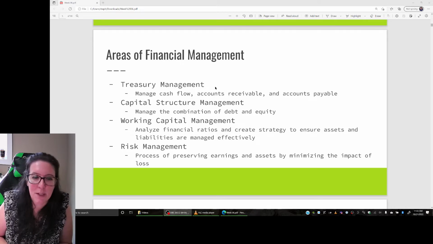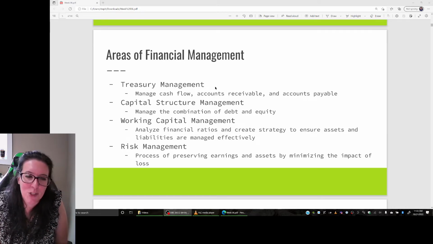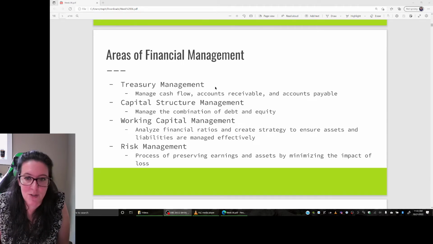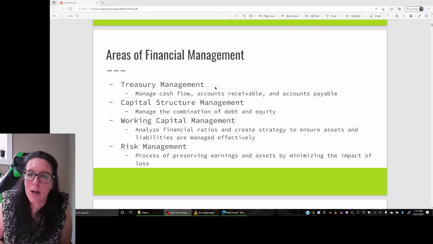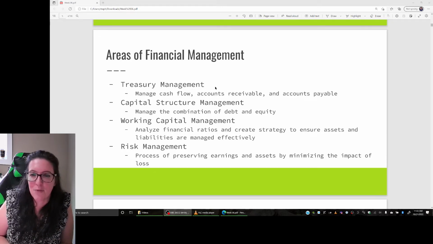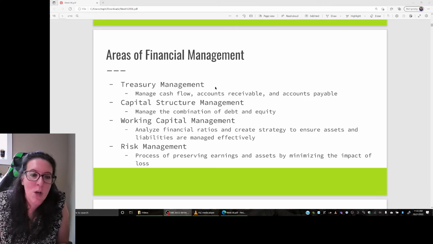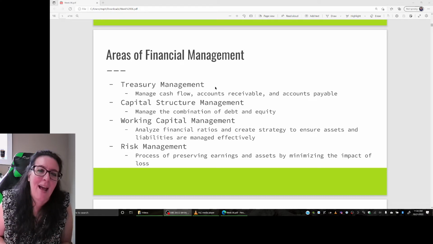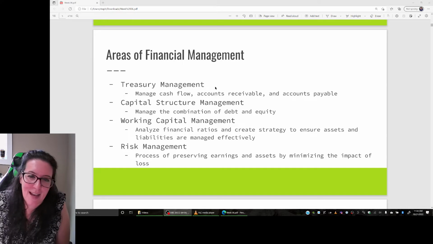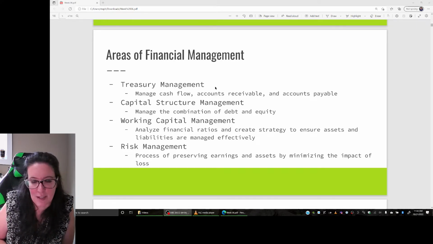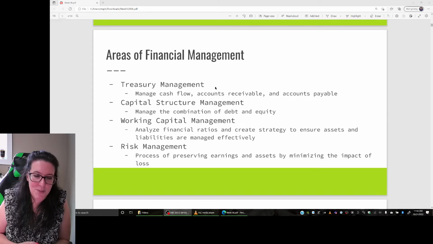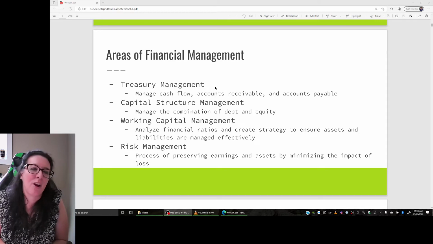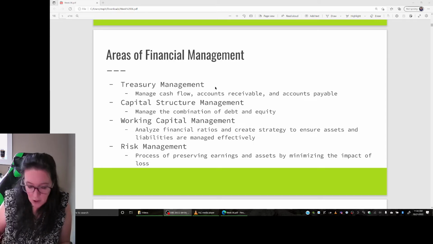Capital structure management looks at where we're going to get the money to fund our operations. Are we going to get loans, so we have debt, or are we going to have investors, and so we have equity? We also have working capital management. This is where we analyze financial ratios and create strategies to ensure that the assets, so our building, our inventory, and our liabilities, so our debt, our loans, are all managed effectively. So we're going to be calculating some of these financial ratios. And the last thing we're going to look at in this particular area is risk management, the process of preserving our earnings and assets by minimizing our loss.